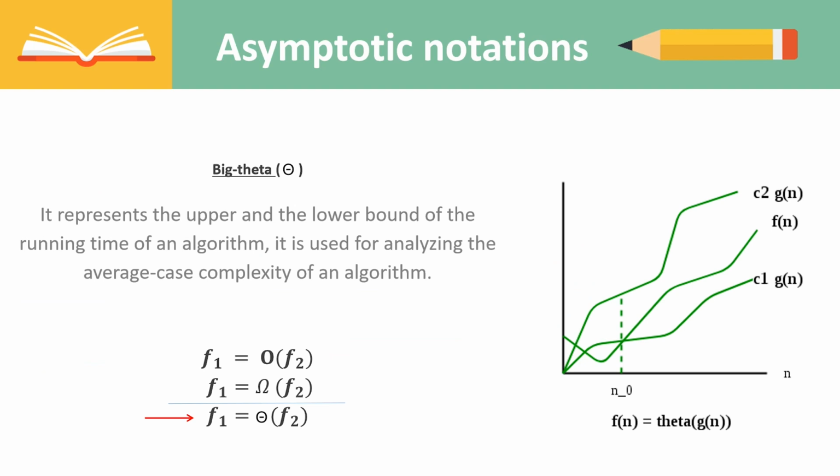Big theta notation. Theta represents the upper and the lower bound of the running time of an algorithm. It is used to analyze the average case complexity of an algorithm. In simple words, you can say big theta encloses big O and big omega notations. Big O gives the worst case complexity and big omega gives the best case complexity. The combination of both, big theta, gives the average case complexity. The graph shows the same as the definition.